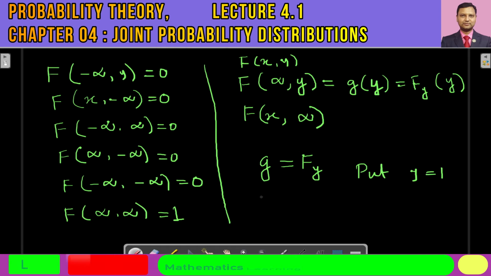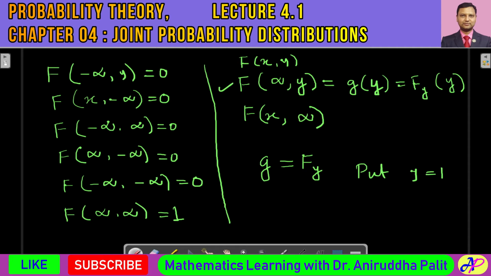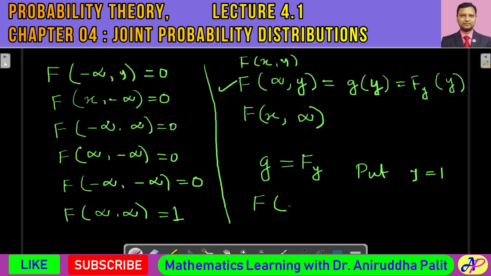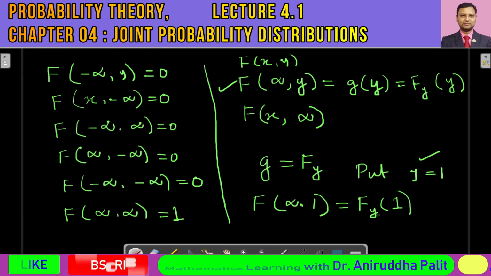In that case we should write that from this line we would get this kind of result: f of infinity comma 1, we shall designate it by f suffix y at the point 1. So by just putting y is equal to 1, don't ever change this suffix. This suffix designates that this is actually a function of y. And what is the value of the function? The value of the function is to be written at this point. Alright, f suffix y at the point 1.